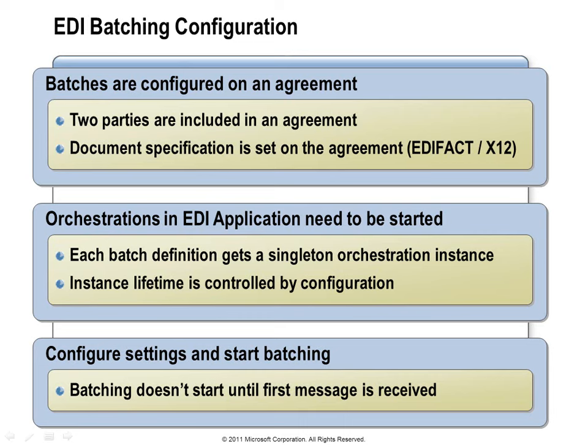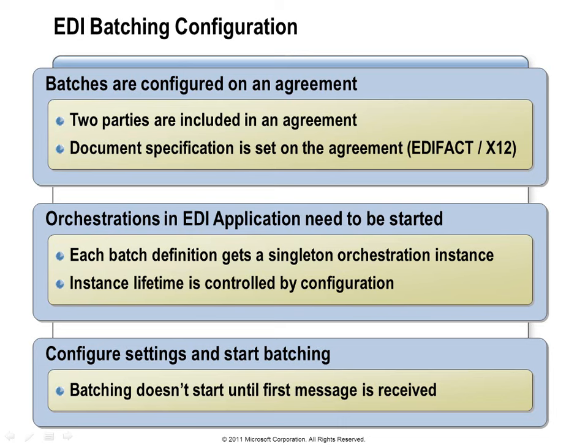Now, the way the batching works is that when you define a batch configuration, when you say I want to batch these certain messages up, that configuration is applied, and there's a common and core orchestration that BizTalk provides for doing EDI batching. So when we create a batch configuration, a single instance of that orchestration gets created and is tied to that batch configuration.